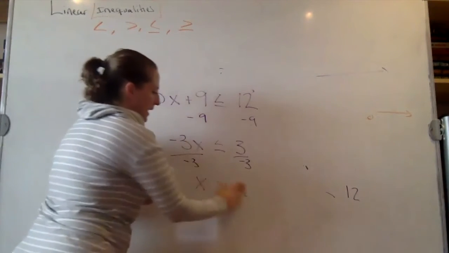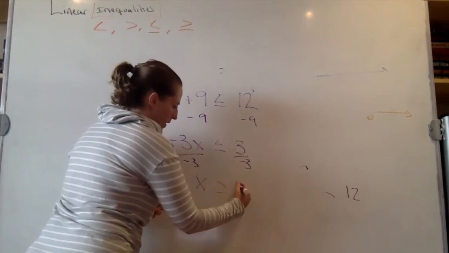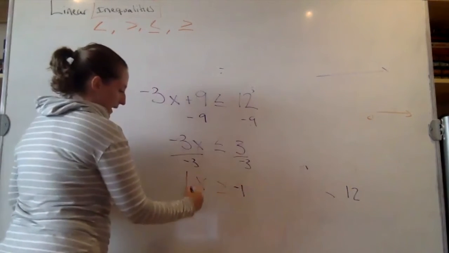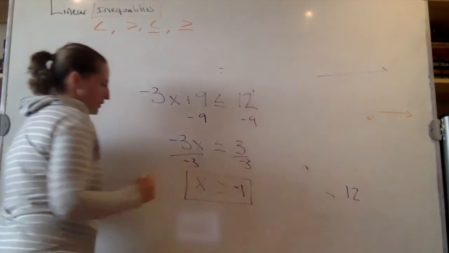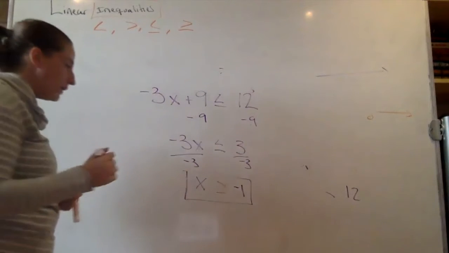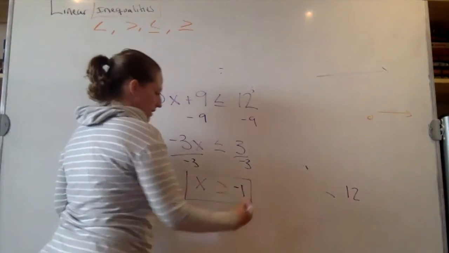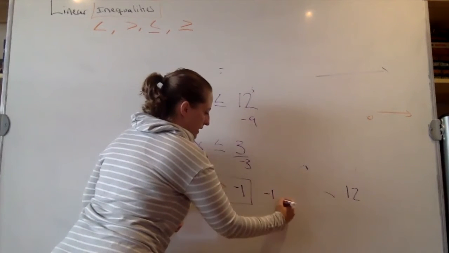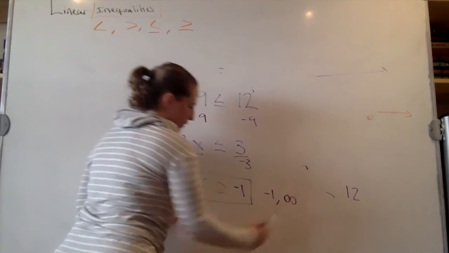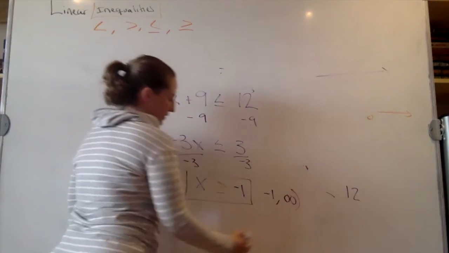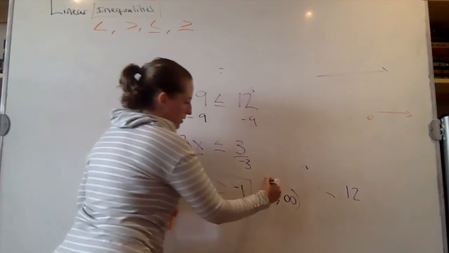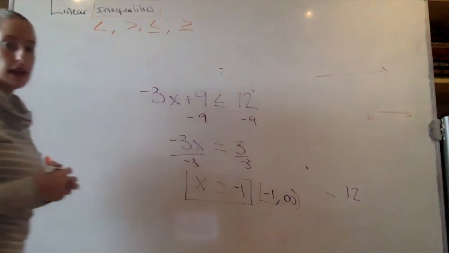3 divided by -3 is -1. So here's my answer. X is bigger than or equal to -1. In interval notation, that says I'm going to start at -1 and take everything bigger, so -1 to infinity. Never include infinity, but it's bigger than or equal to, so I need to include that -1.